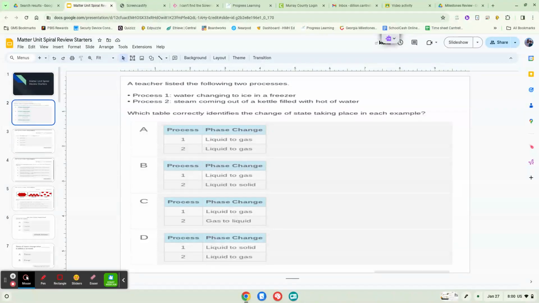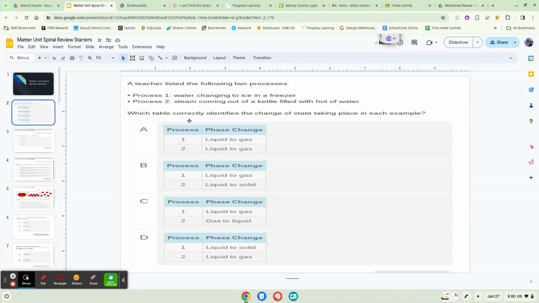All right, guys, so we're going to go over our starter questions from last week. This was Thursday's first question. It says the teacher listed the following two processes. Process one, water changing to ice in a freezer. So when I'm answering this question, I would stop right there and just look at process one for each one. Which answer options match water changing to ice in a freezer?